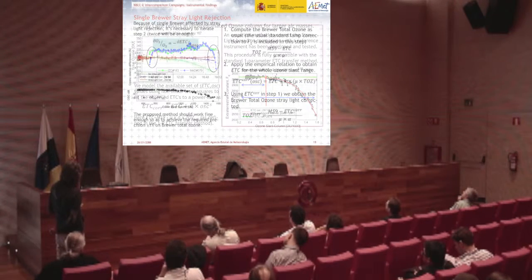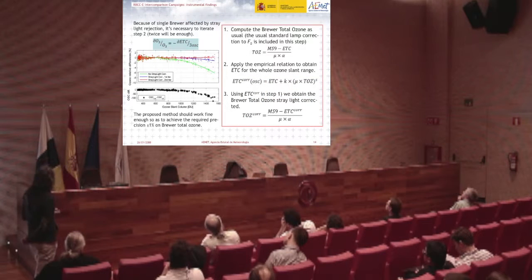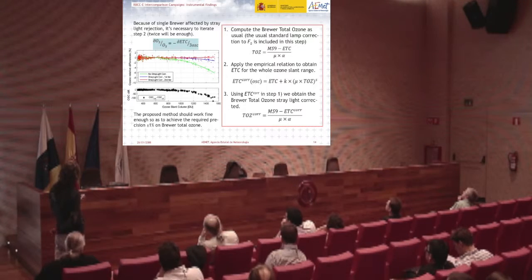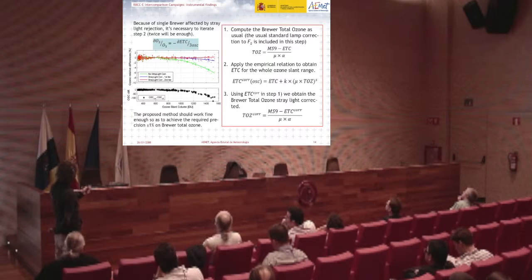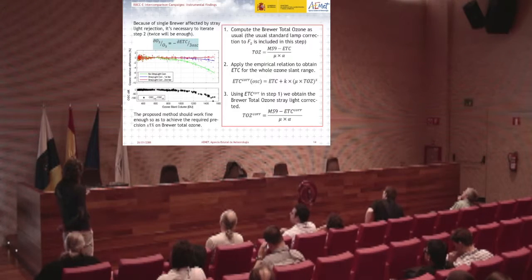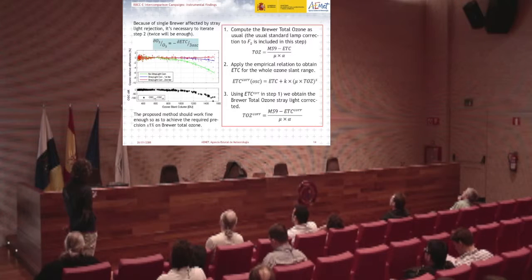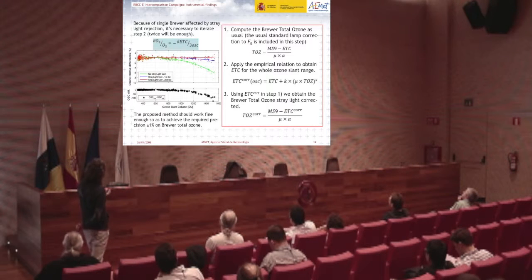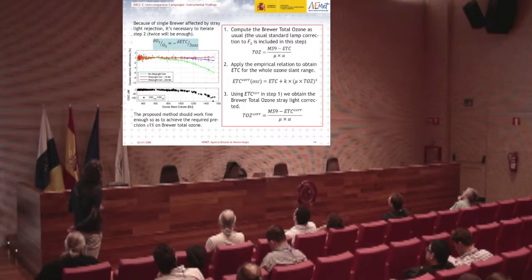The algorithm to correct the stray light seems quite simple to apply. First, we have to compute the total ozone, as usual. Then we apply the empirical relation to obtain the ETC for the whole ozone slant range. And finally, we can use the corrected ETC to obtain the stray light corrected total ozone.